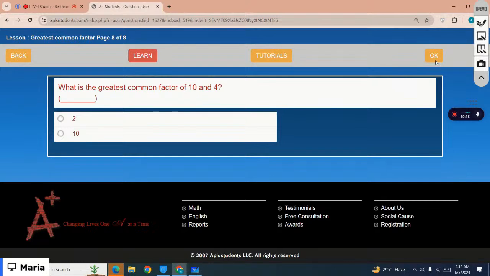What is the greatest common factor of 10 and 4? The greatest common factor of 10 and 4 is 2. The correct option is 2. Okay, we are done with the lesson. Let's just move on to the next lesson.